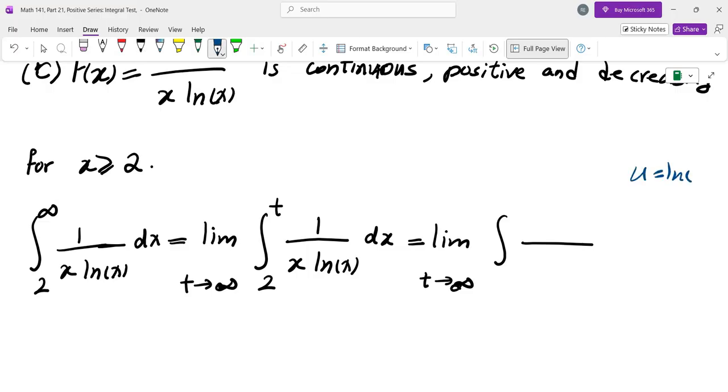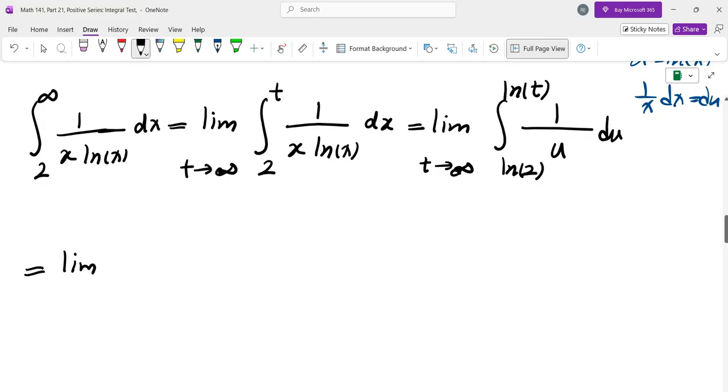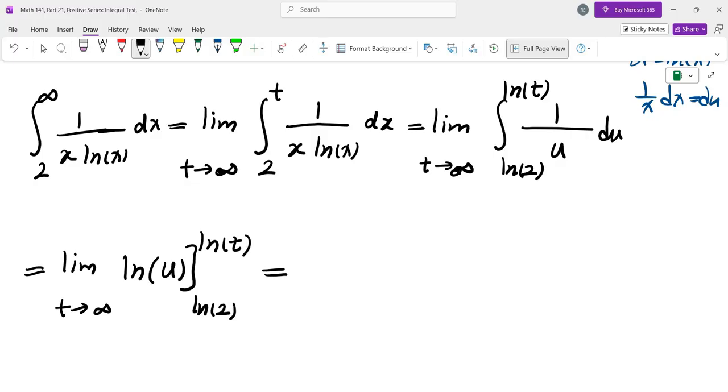So u equals natural log of x. 1 over x dx is du. So this is du, 1 over u. When you plug in x equals 2, u is natural log of 2. And when you plug in x equals t, we get natural log of t as the upper limit. Now we will integrate this. So the integral of that is natural log of u, and this one is from natural log of 2 to natural log of t.